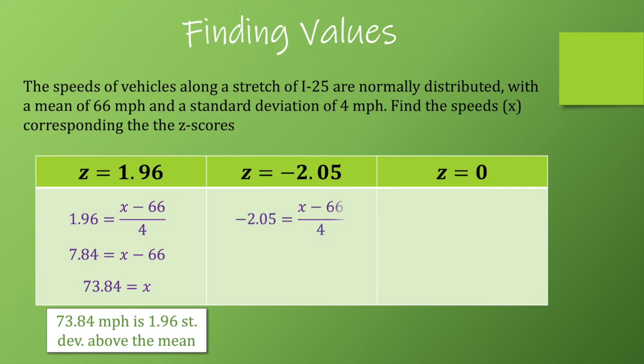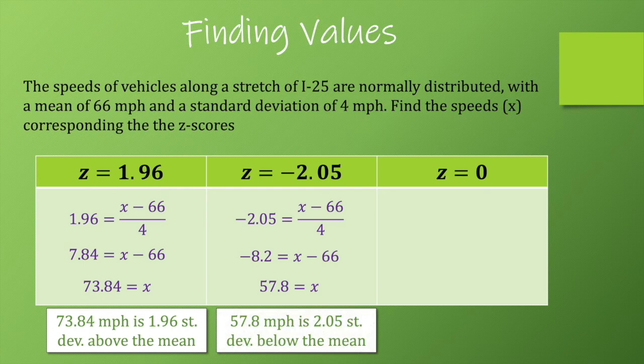Let's try the next one. Negative 2.05 equals x minus 66 divided by 4. Same thing, use our algebra skills, multiply both sides by 4, add 66 to both sides, and we get x equals 57.8. That means that that speed, 57.8 miles per hour, is 2.05 standard deviations below the mean.